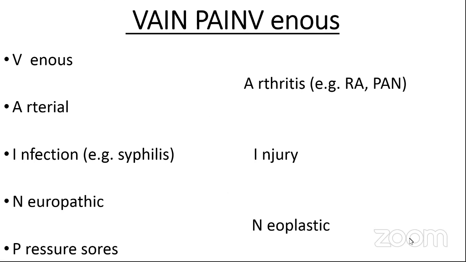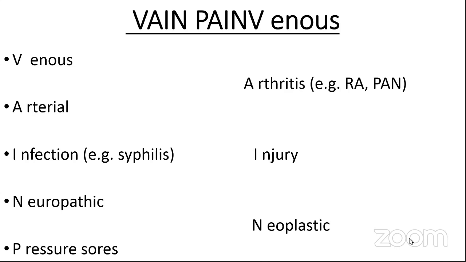Now, to remember the causes of ulcer, there is a mnemonic: VAIN PAIN. So, VAIN PAIN, that is the mnemonic to remember the causes of peripheral or limb ulcer. V stands for venous, A stands for arterial, I stands for infection, like it can be specific or non-specific ulcer. Then N stands for neuropathic, that is VAIN.